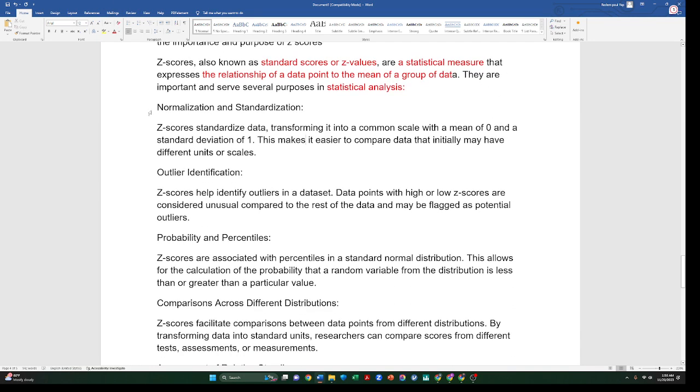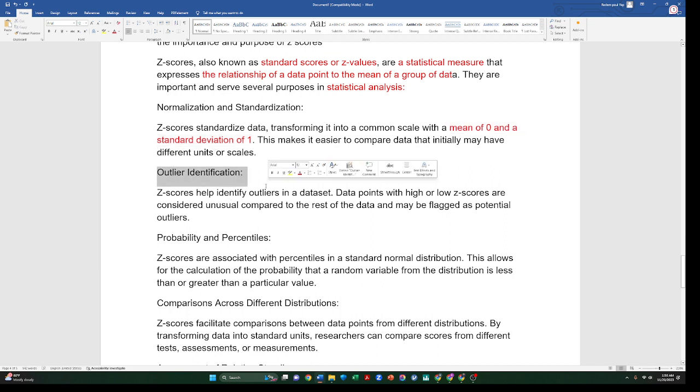Okay. The second is normalization and standardization. These scores standardize data, transforming it into a common scale like a mean of 0 and a standard deviation of 1. This makes it easier to compare data that initially may have different units or scales.